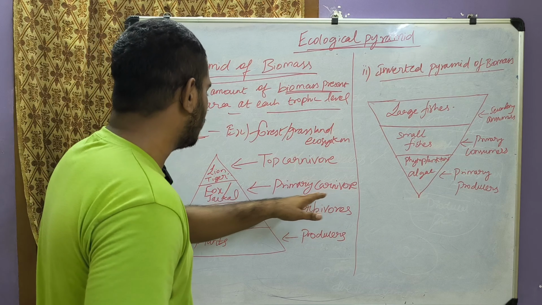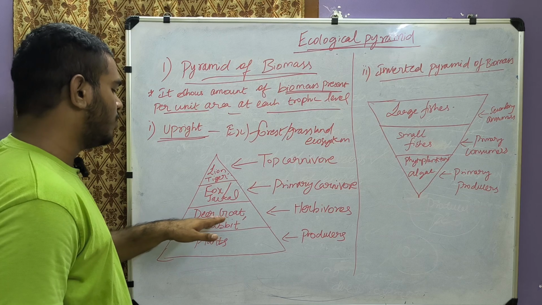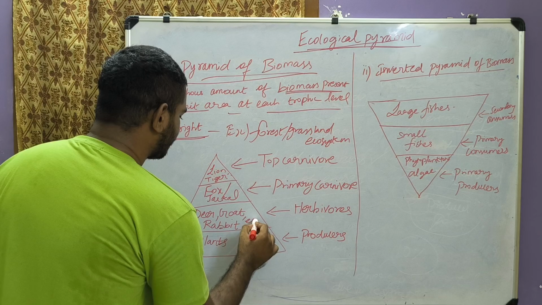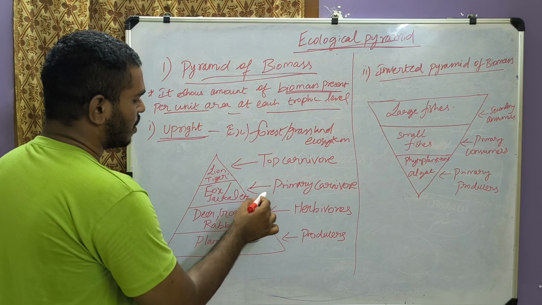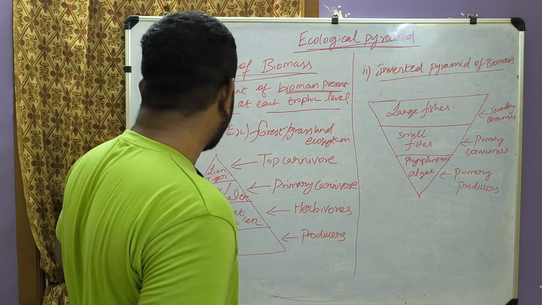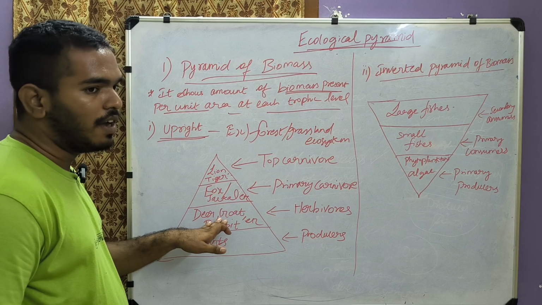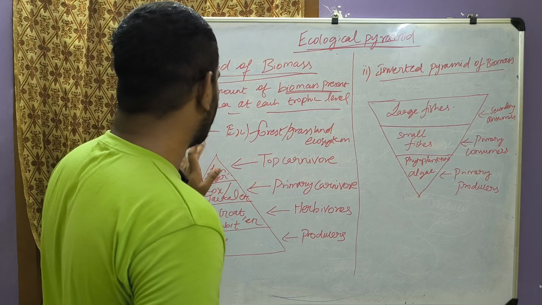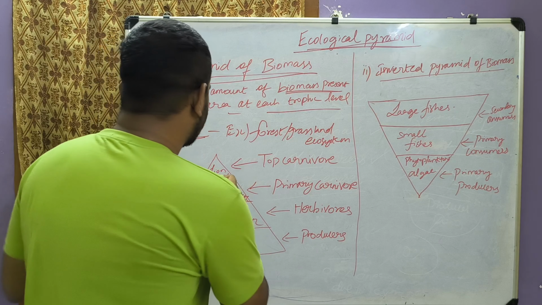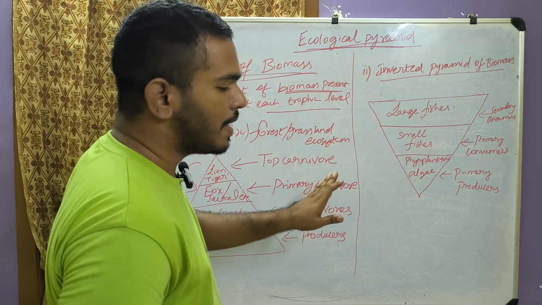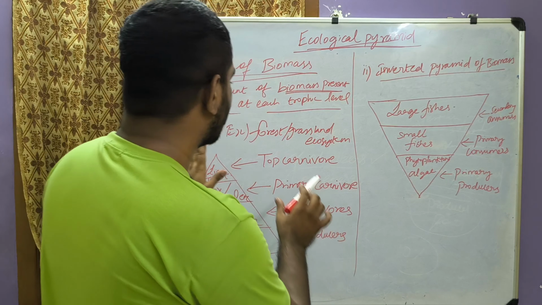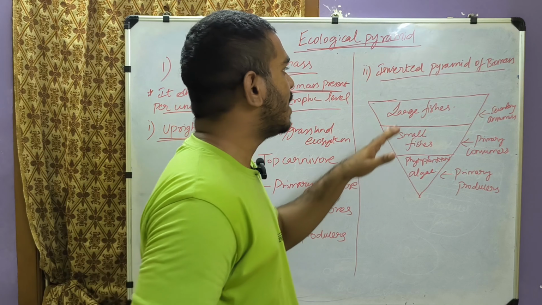Then the carnivores which eat deer, goat and rabbit, such as jackal, fox and some other organisms, have a weight lesser than that of the herbivores. Then the top consumers, lion and tiger, have a total biomass lesser than that of the primary carnivores. So this is an example for a forest or grassland ecosystem.